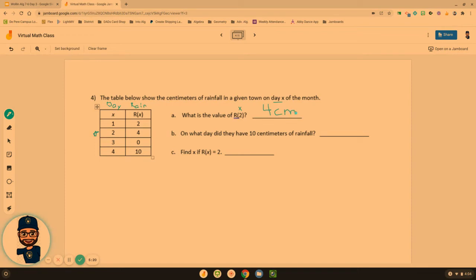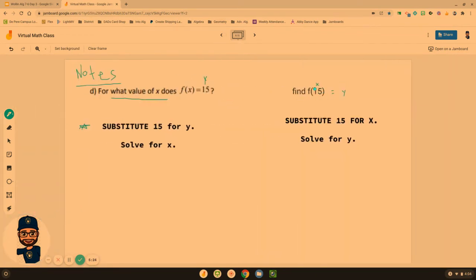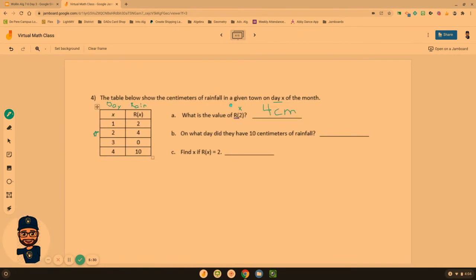We are looking for the output. Let me go back to the problem here, right? When it's like this, in this case it was R of 2, substitute that in for X. So when I substitute 2 in for X, what was the output? 4. Letter B, on what day did they have 10 centimeters of rainfall?